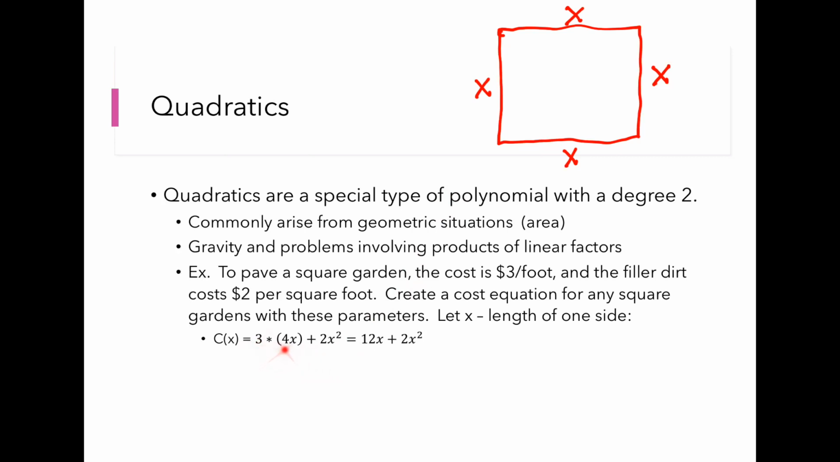So 3 times 4x, since there's 4 sides, x plus x plus x plus x. This would be the total linear length, and x plus x plus x plus x is 4x, or 4 times x. So we have that multiplied by 3. This would be the total linear distance, the perimeter of this garden, and then we multiply that by the cost per linear foot, 3. And to that, we would add $2 times the area per square foot.